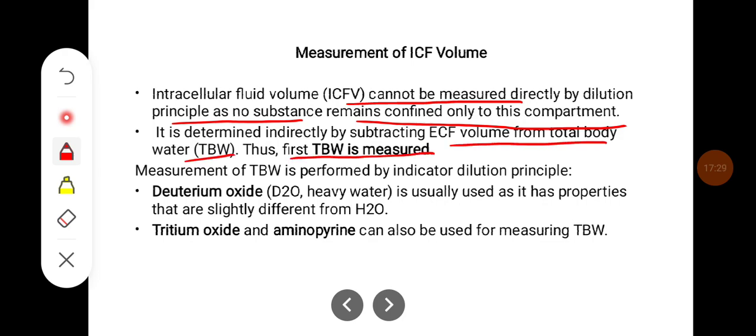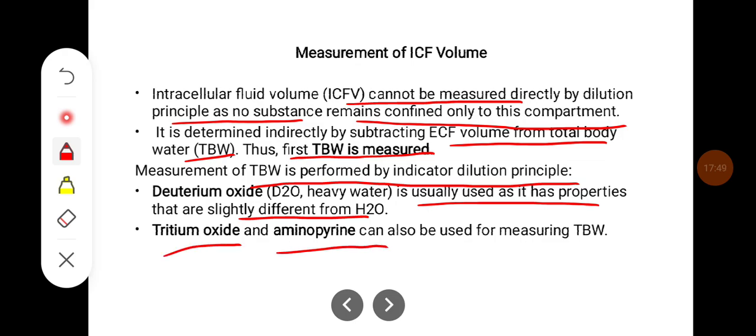So first, total body water is measured. The measurement of total body water is performed by indicator dilution principles. Deuterium oxide, also called heavy water, is usually used, as its properties are only slightly different from water. Tritium oxide and aminopyrine can also be used for measuring total body water, since these substances are distributed in all the body fluids.